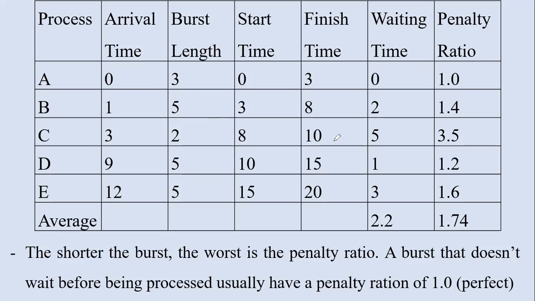So the finishing time will be time 10. The waiting time will be 5. That is the starting time minus the arrival time. So the penalty ratio will be 3.5.